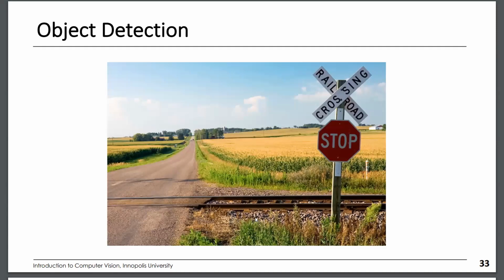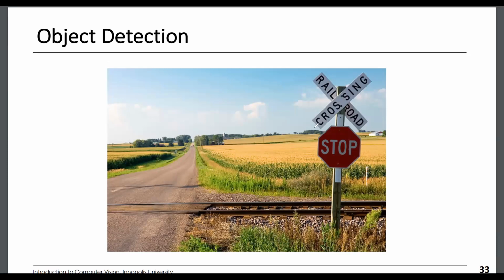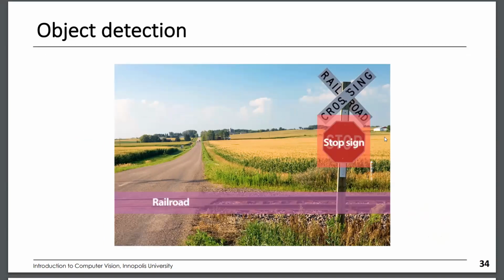So object detection is a very simple technique. It's quite similar to image classification, but with something extra. We're not just going to detect whether there is a stop sign in the image, but we're going to answer another question, which is where is this stop sign inside the image? So this is what object detection does.